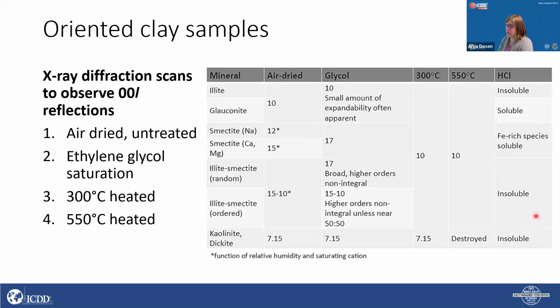This is just for your reference. I've shown this before. This is a quick overview of how these spacings change once we treat the sample. So for example, we have smectite, sodium smectite. It has about 12 angstrom. I say about because it is never exact, depending on the humidity and different conditions. So we have about 12 angstrom d-spacing.